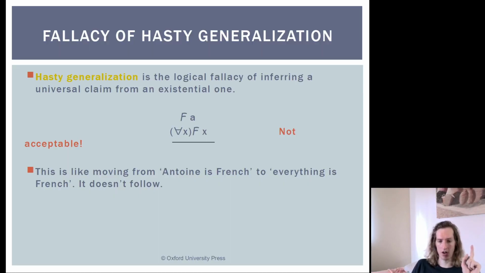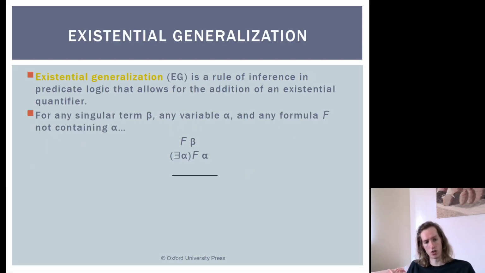But for anything that's talking about a specific concrete thing, and we'll know it's talking about a specific concrete thing because it'll be using a constant instead of a variable, in this case, a. You'll notice that it's not an alpha there that's being used, but just an a, which stands for something concrete. Let's say in this case it stands for Antoine, but it'll stand for something concrete. Just because Antoine is French doesn't mean that everything is French. So you can't universally generalize over a constant.